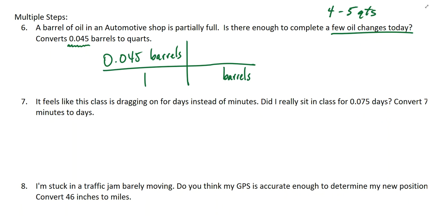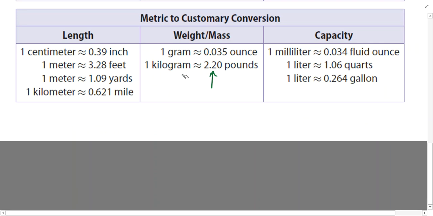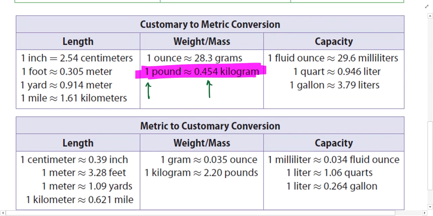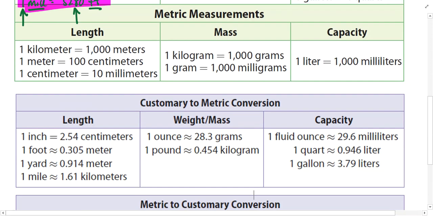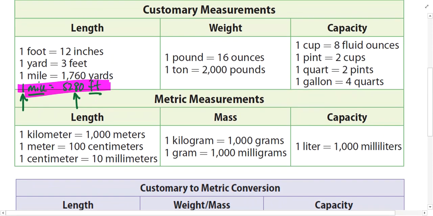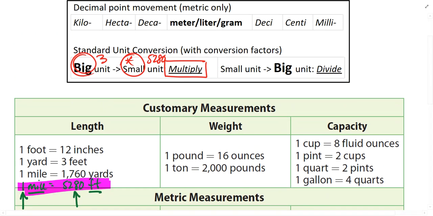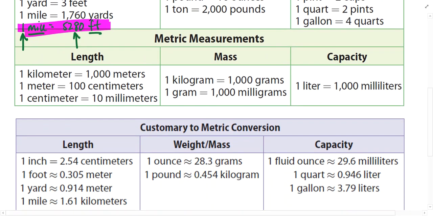I have no idea what the conversion factor for barrels to quarts is, so I'm going to check my list here. And I don't see anything on this page. I'm looking at the capacity group over here. I don't see anything about barrels or barrels to quarts. I still don't see anything over here, and I still don't see it up here anywhere. Even at the top of the page, no help.